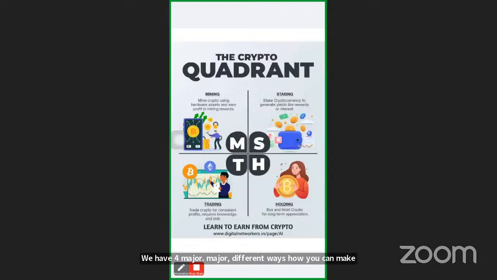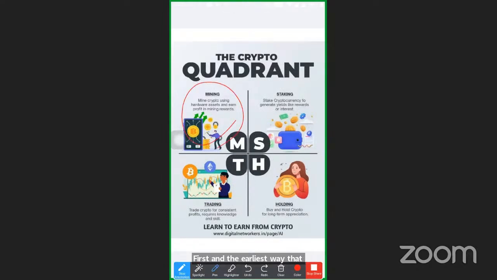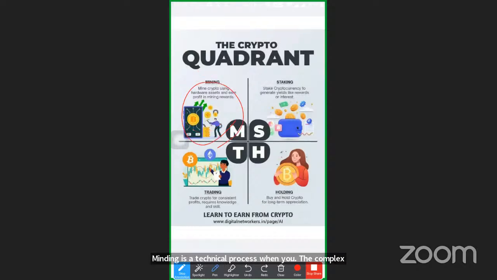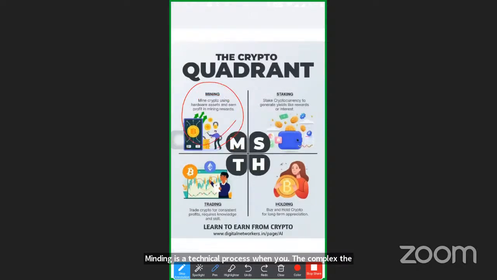And the first and the earliest way that started with the launch of Bitcoin was mining Bitcoin or mining cryptocurrency. Mining is a technical process where you validate the complex transactions over the internet, and you solve complex puzzles, and you are awarded a mining reward. That is your first income.